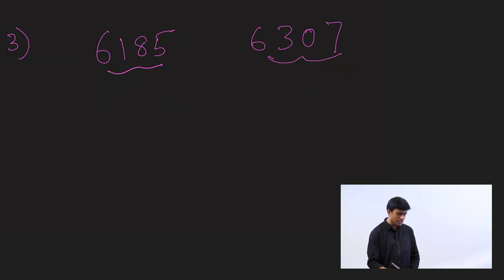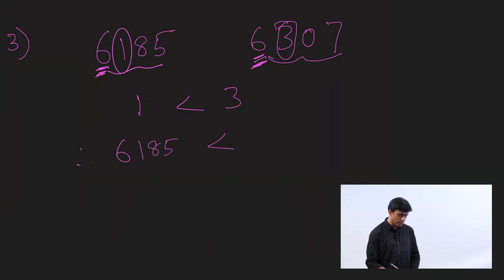Let's look at rule number 3. How can you compare these two? These two numbers have the same number of digits and the left extreme digit is also the same. Now what do you do? If the digits on the left extreme of both the given numbers are the same, compare the next digit of both the numbers. So you have 1 and 3. 1 is lesser than 3. So 6185 would be less than 6307.